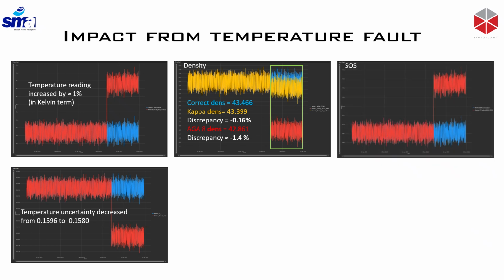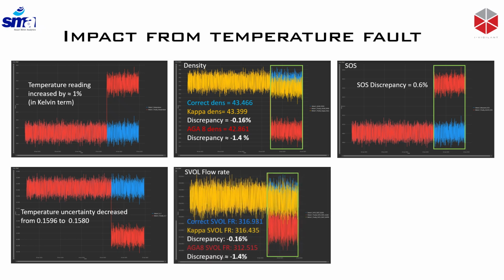So if you see the speed of sound as well, in terms of that particular bit, the discrepancy on the speed of sound is 0.6%. So you can see the discrepancy on the speed of sound is about half of the discrepancy between the AGA density and the correct density.